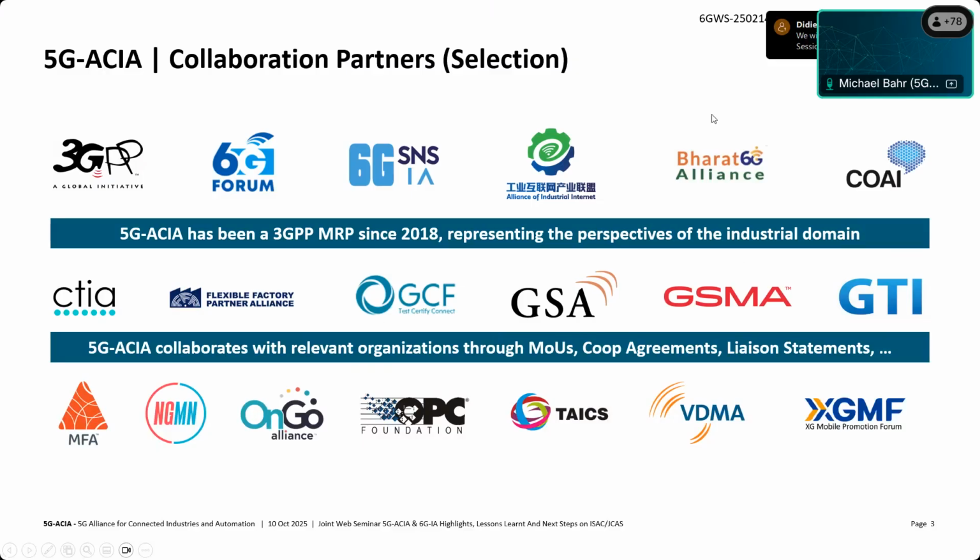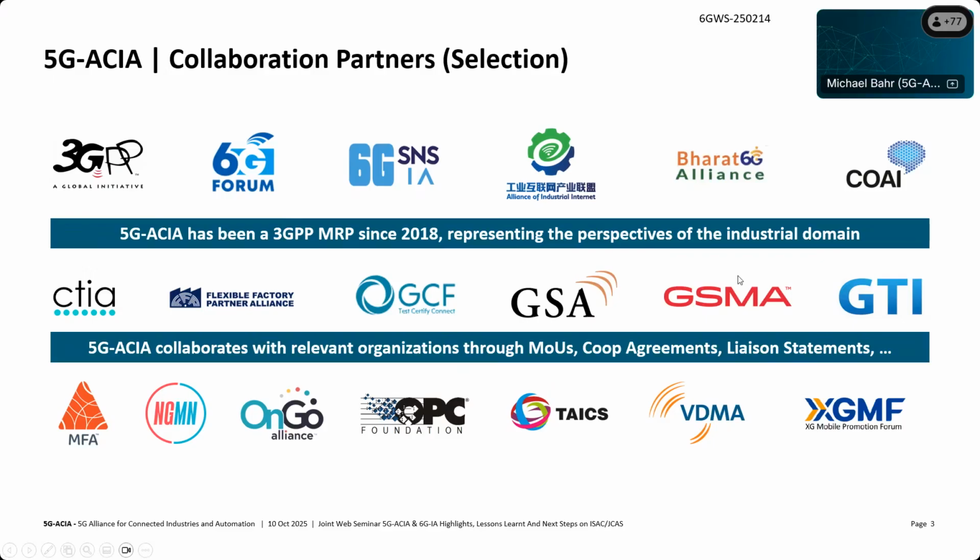What I would like to add here is that 5G-ACIA has been a 3GPP market representation partner since 2018, since the beginning, representing the perspectives of the industrial domain towards 3GPP. And of course, we collaborate in different means like MOUs, cooperation agreements with these cooperation partners, but also liaison statements where applicable and common presentations and so on.